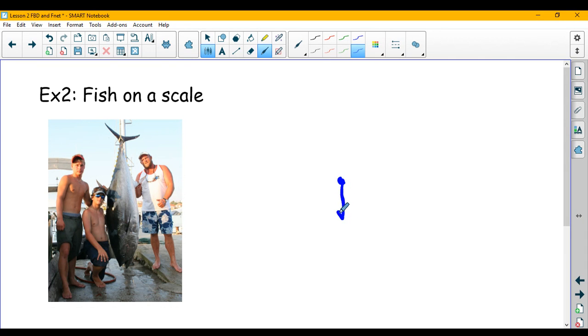That first force is the same. It's still the force of gravity pulling down. But in this case, there is a different force holding it up. It's not a normal force because a normal force is the force of a surface holding something up, and this is not on a surface. You could use a couple of things.